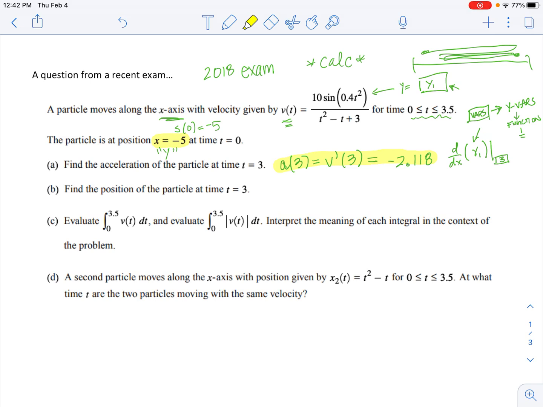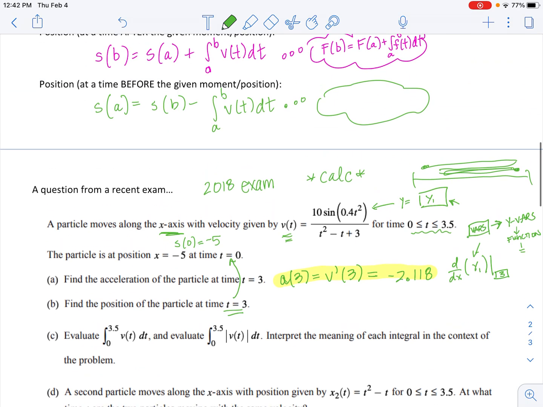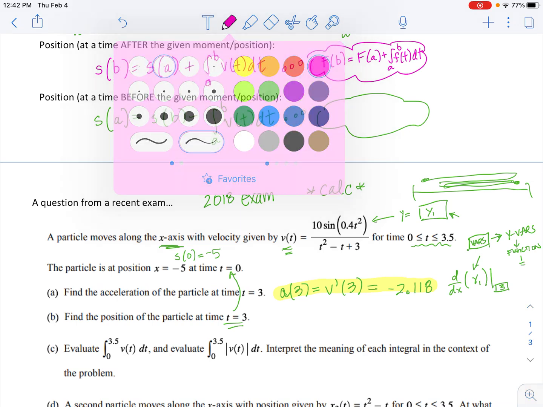Part B, find the position of the particle at time 3. So here's our chance to apply what we've been learning right now. They're asking us for a position. I kind of think of this like in the future compared to the position they gave us in the original problem, time 0. So if we go back to these two position formulas at the bottom of the top page, if we're being asked to find the position of the particle at time 3, that's at a time after the given moment, that's the pink formula on top.